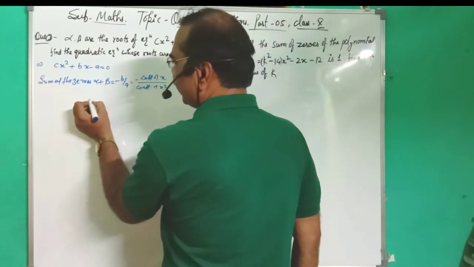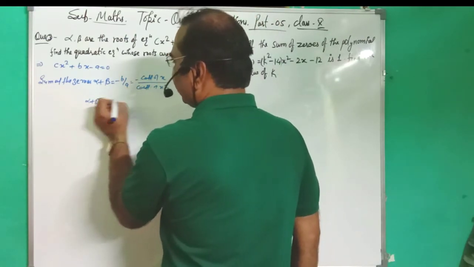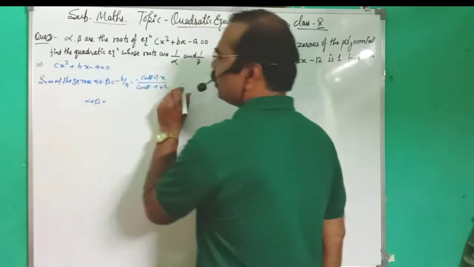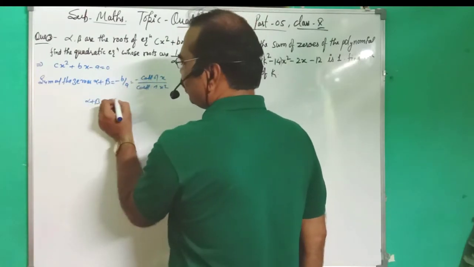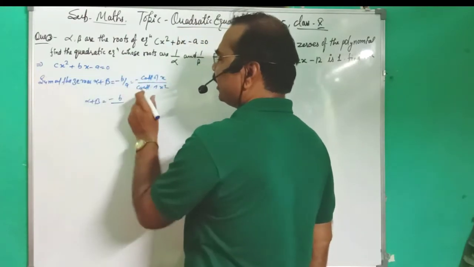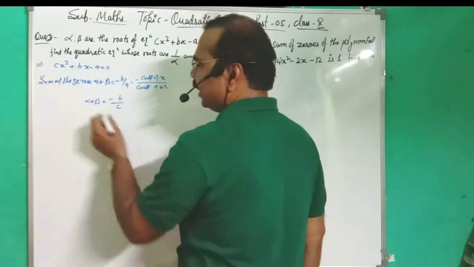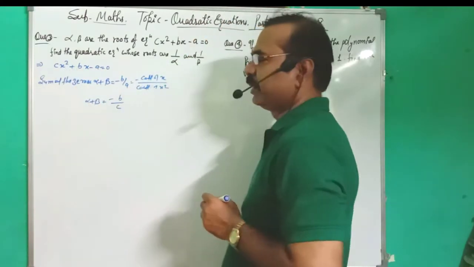So alpha plus beta is equal to minus coefficient of x upon coefficient of x square. The coefficient of x is b, as already given, and the coefficient of x square is c. So alpha plus beta is equal to minus b upon c.